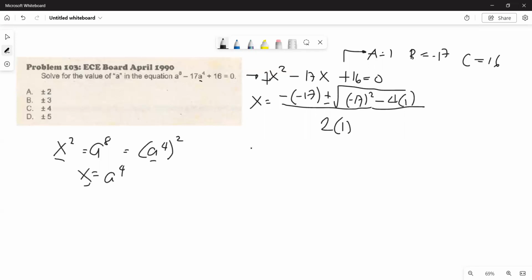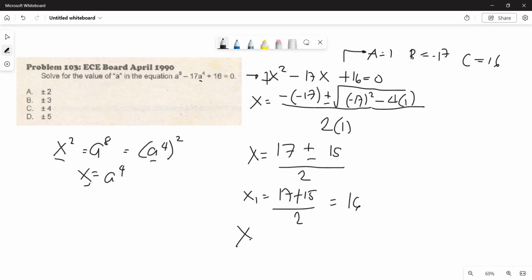If we expand further, this becomes 17 plus or minus the square root of 17 squared minus 4(16). Using the calculator, you can get 15. Use your calculator. In the board exam, you're going to use a calculator. So there are two values of x. First, x1: if you use positive, 17 plus 15 over 2, which is 32 over 2, is 16. And then x2 is 17 minus 15 over 2, which is 2 over 2, equal to 1.